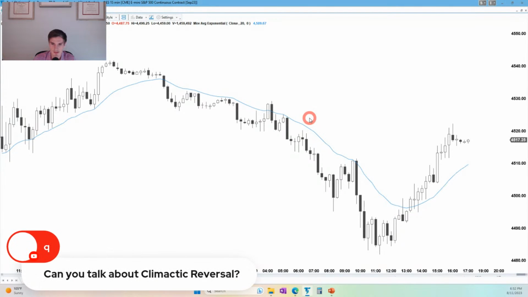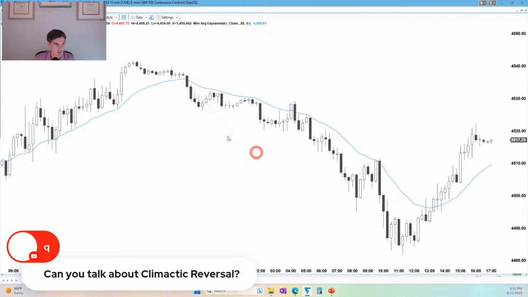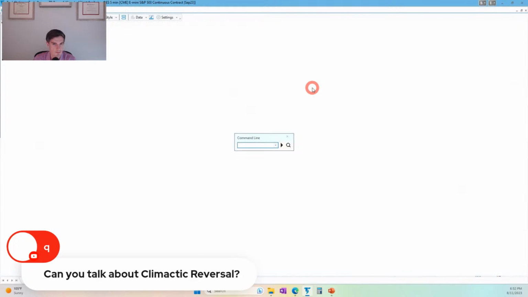Can you talk about climactic reversals? Sure. Here's a climactic reversal. We have a sell-off. Most breakouts are climactic, and because of that, a climax leads to sideways trading. So you get a sell-off, sideways, sell-off, sideways. When you really think about it, let's go to a 5-minute chart.